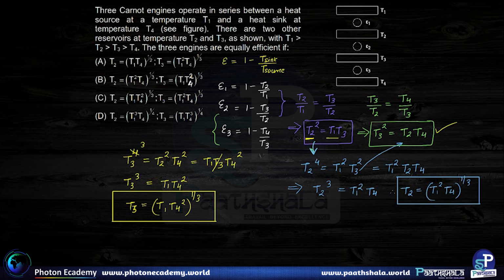So these are the fundamental equations that we have, and the rest of the question is about mathematically manipulating these two equations in order to reach the answer that we need. Namely, we wanted T2 in terms of T1, T4 and T3 in terms of T1, T4 as well. So the answer is going to be B.